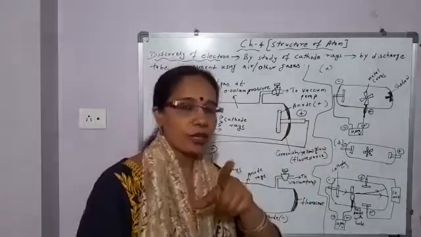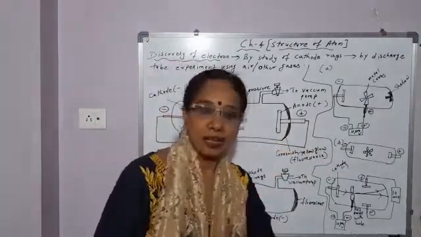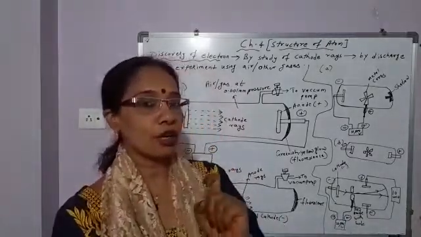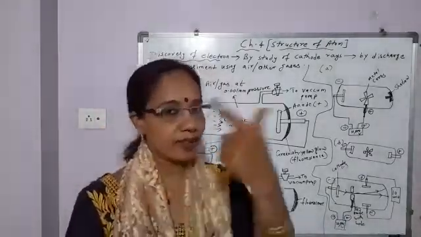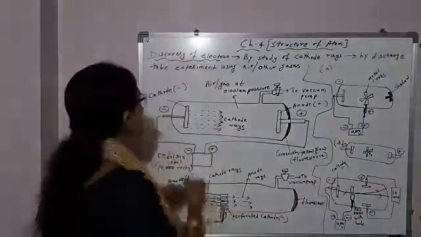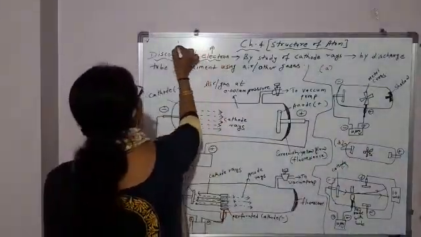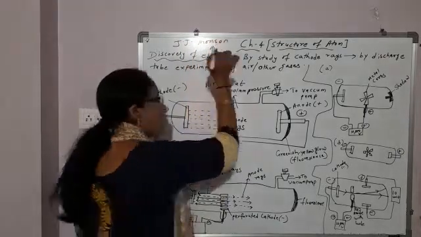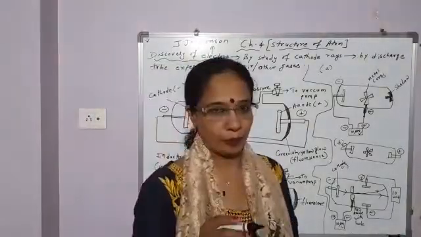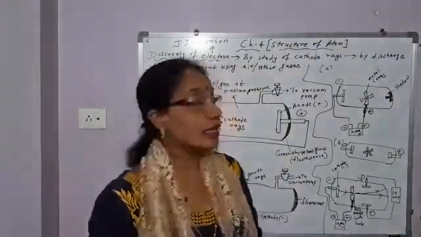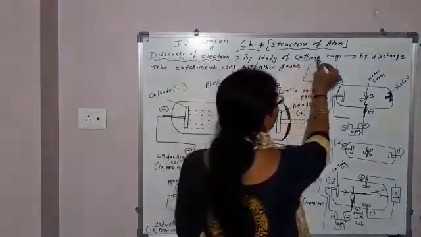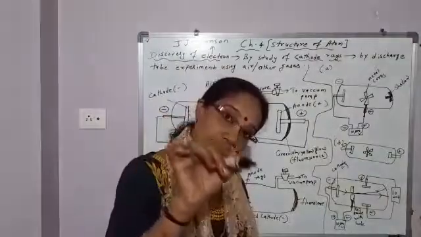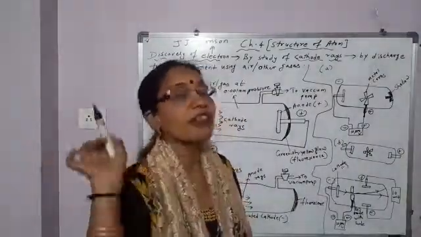Electrons, students, are negatively charged particles present in the atom. And who discovered the electron? J.J. Thomson, which we discussed in the last class. Now, how was this electron discovered? It was discovered by the study of cathode rays, by studying the properties of cathode rays.